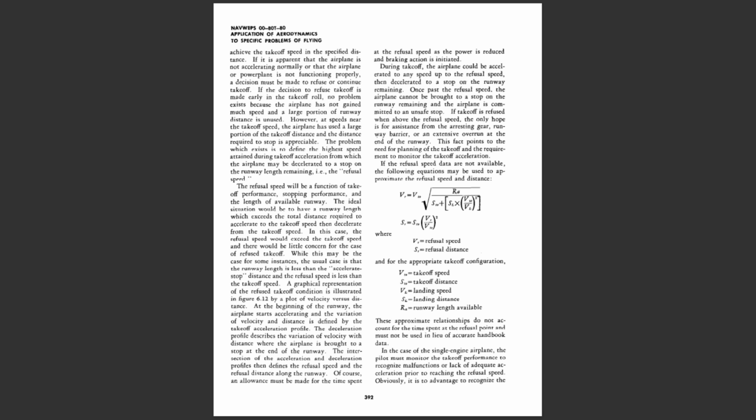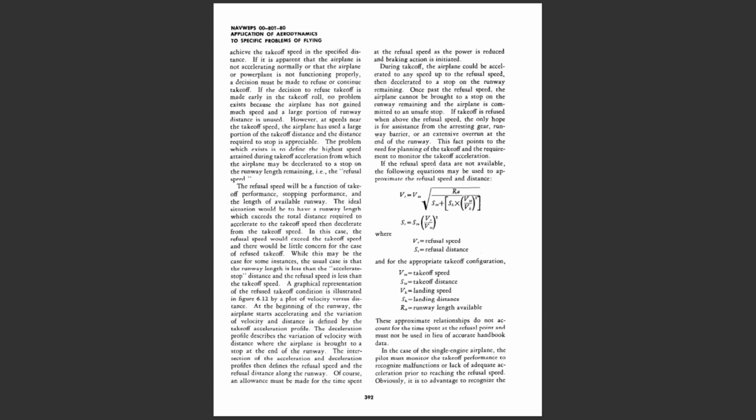If the decision to refuse takeoff is made early in the takeoff roll, no problem exists because the airplane has not gained much speed and a large portion of runway distance is unused. However, at speeds near the takeoff speed, the airplane has used a large portion of the takeoff distance, and the distance required to stop is appreciable.